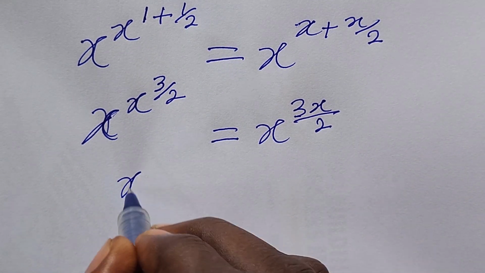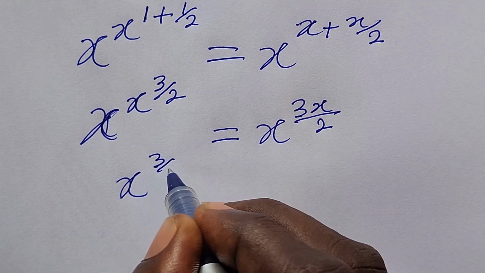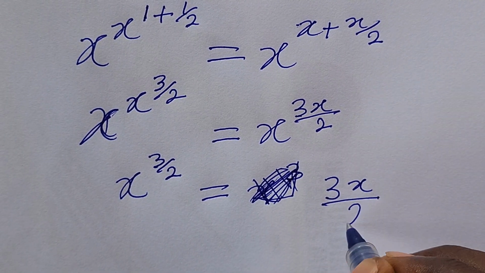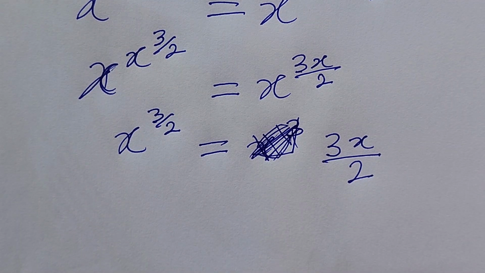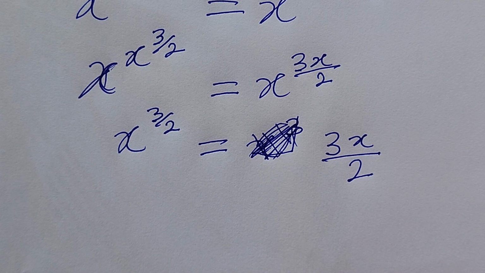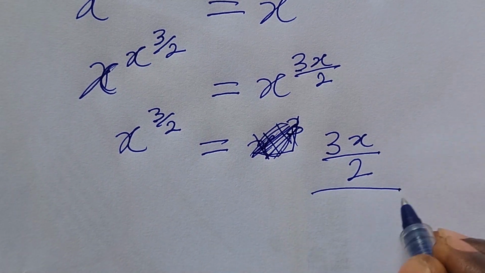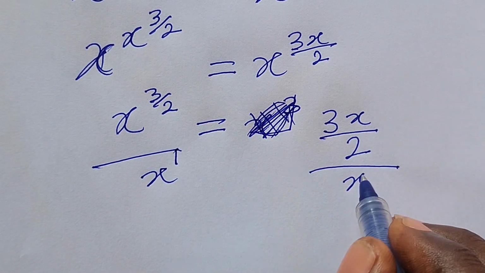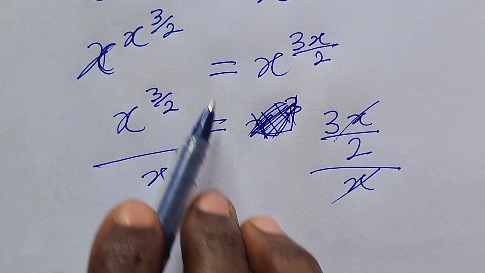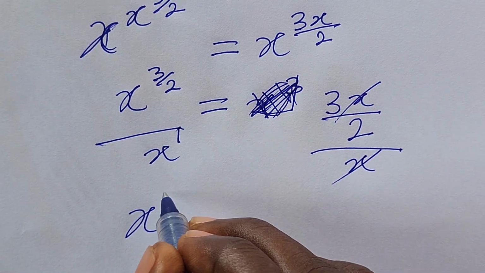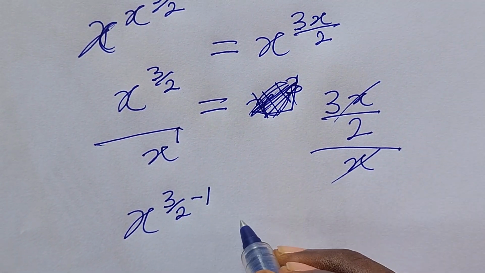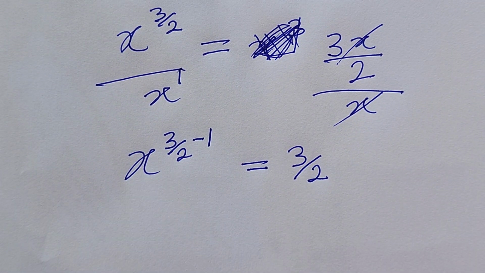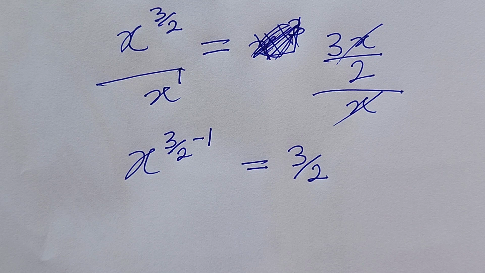So we're going to end up having x here to the power of 3 over 2 equal to 3x over 2. What we do next from here is make x be on one side and the constant on the other side. So let's divide by x here. We divide this side by x here. This is to the power of 1. So this x goes with this x. Then we move this one up here. So we're going to have x to the power of 3 over 2 minus 1 equal to 3 over 2. Easy. If we carry out the subtraction or the simplification here, we're going to end up having 1 over 2.